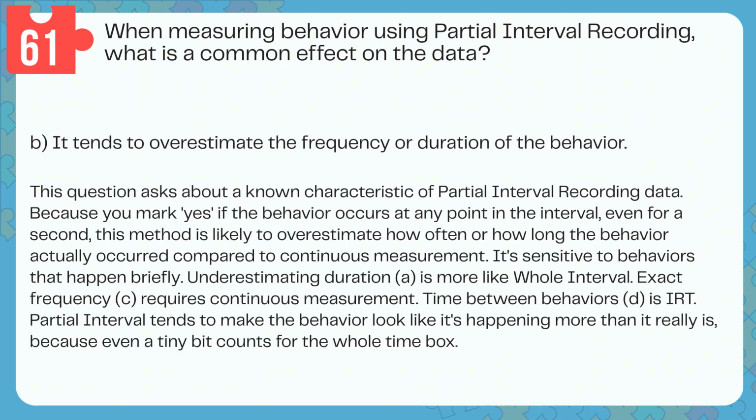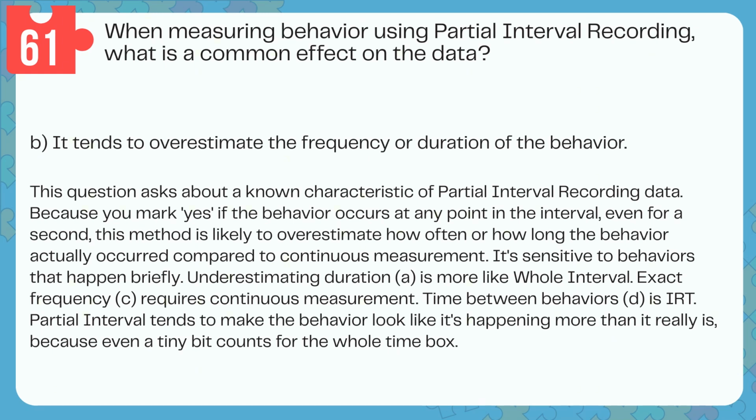Answer B. It tends to overestimate the frequency or duration of the behavior. This question asks about a known characteristic of partial interval recording data. Because you mark yes if the behavior occurs at any point in the interval, even for a second, this method is likely to overestimate how often or how long the behavior actually occurred compared to continuous measurement. It's sensitive to behaviors that happen briefly.